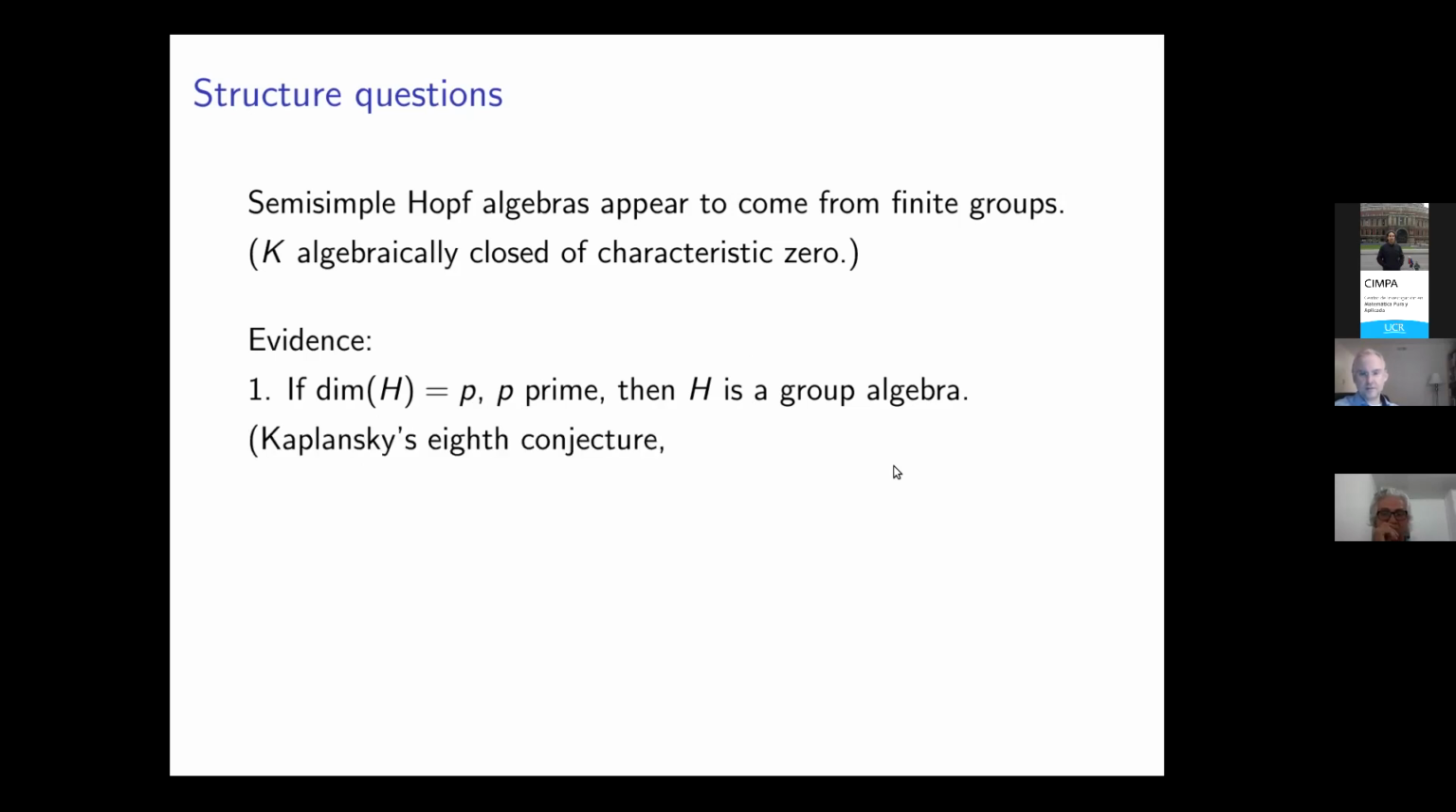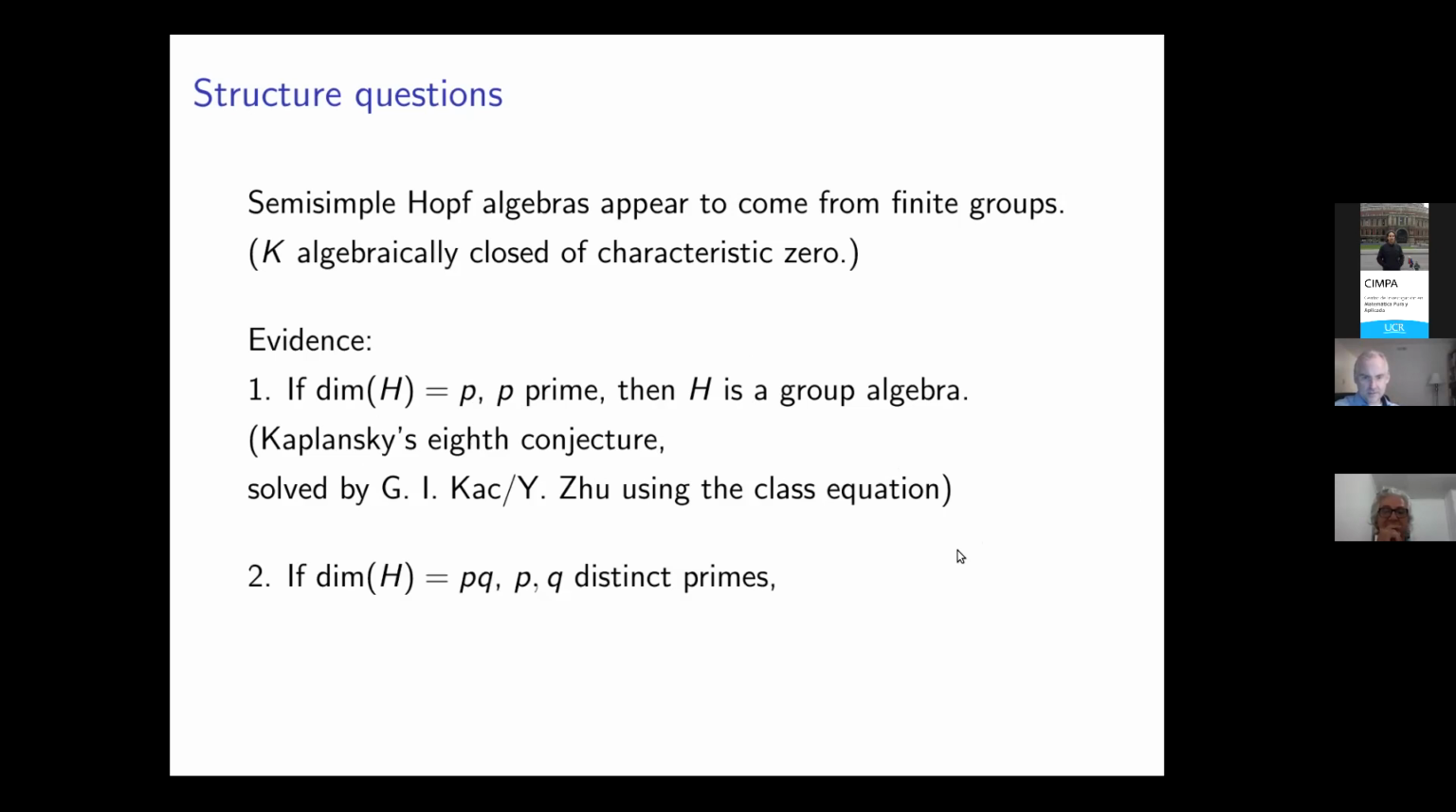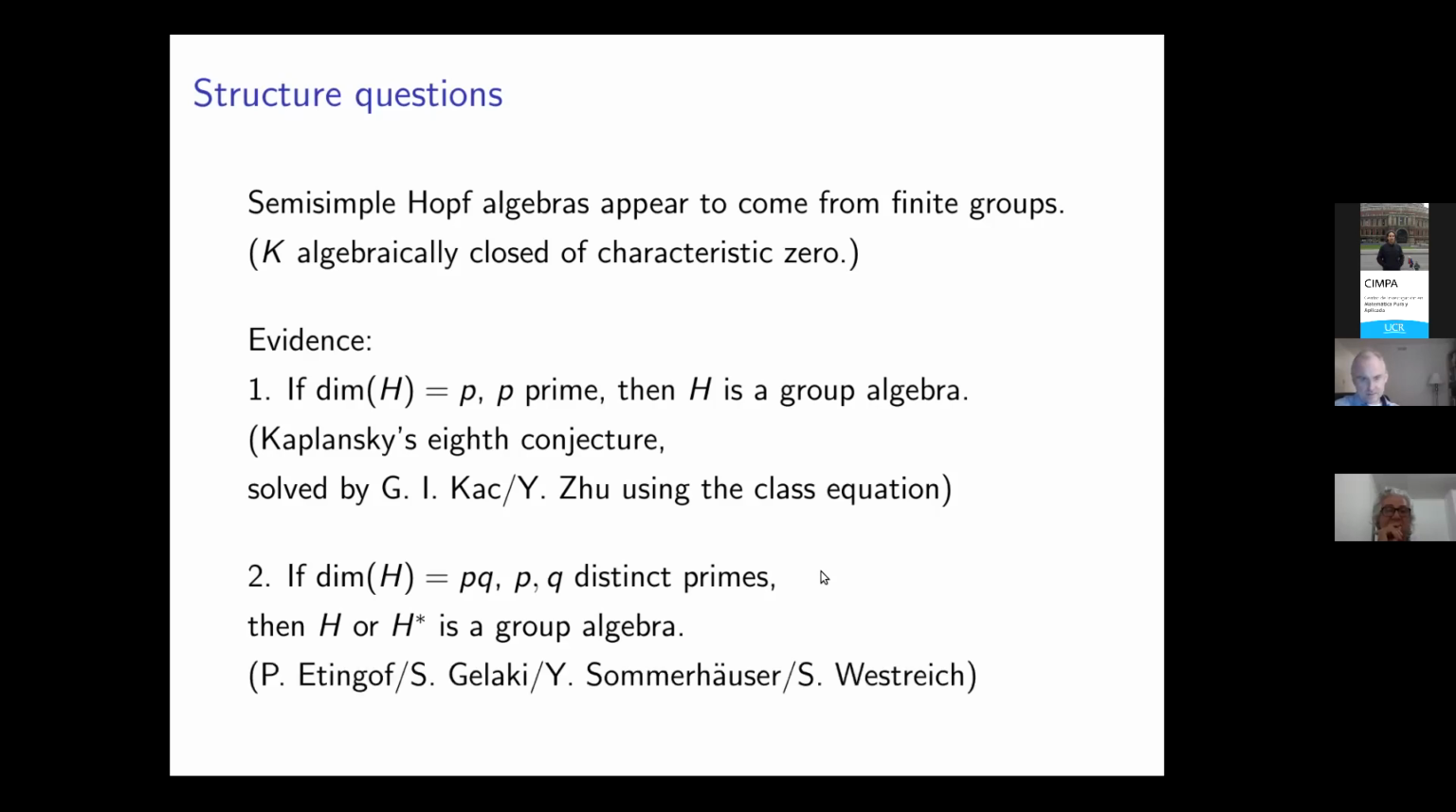This was Kaplansky's conjecture, which was settled by Kutch and Zhu using the class equation that I just mentioned. If the dimension of the Hopf algebra is P times Q for distinct primes P and Q, then H or H star is a group algebra. And this was worked on by several people in several papers. I contributed to this a little bit.